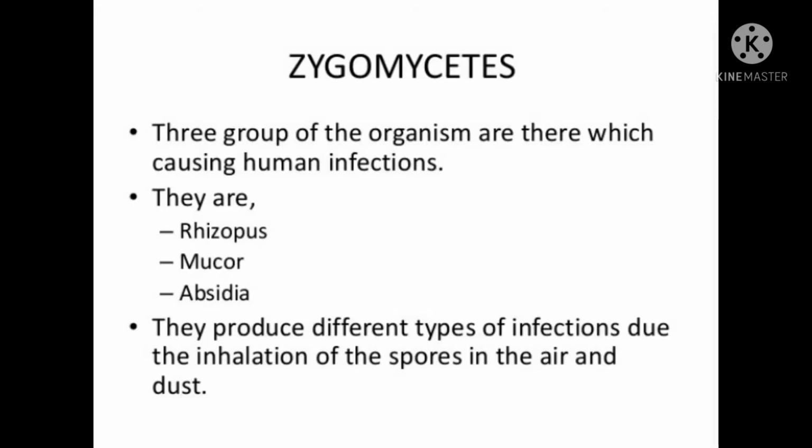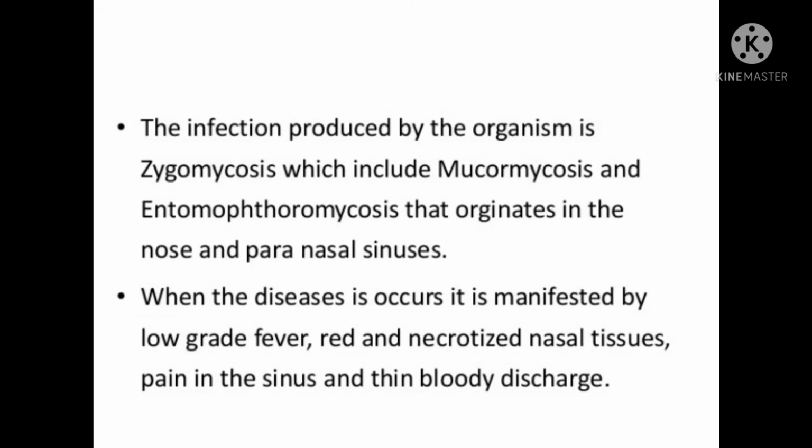The next group of fungi which causes infection is zygomycetes. They are of 3 types, that is Rhizopus, Mucor, Absidia. They usually produce different types of infections due to the inhalation of the spores in the air and dust. The infection produced by this organism is zygomycosis, which includes mucormycosis that originates in the nose and paranasal sinuses.